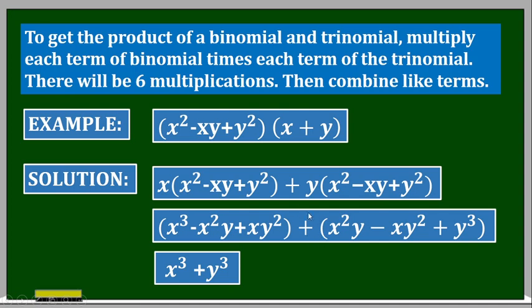So the operation is addition. The numerical coefficient here is 1, and this one is 1. According to addition of integers, if the signs are different, you subtract the two numbers. So 1 minus 1 is 0. So this will be cancelled out. Cancelled out na rin ito. Cancelled out na rin iyan. So remaining now is x cubed plus y cubed.